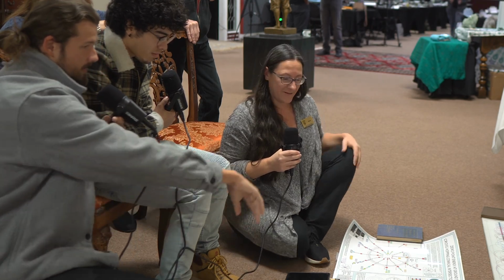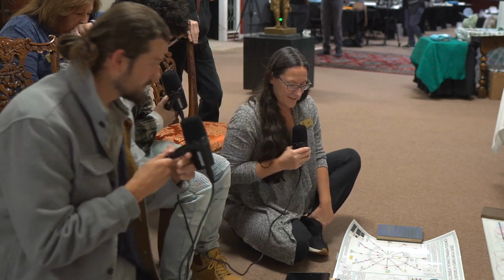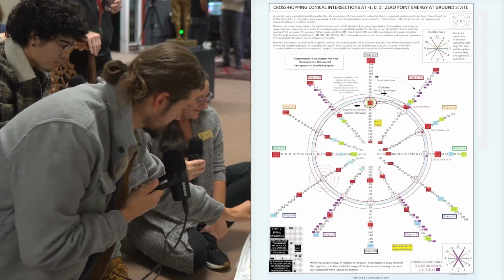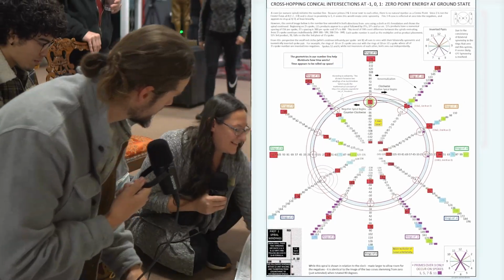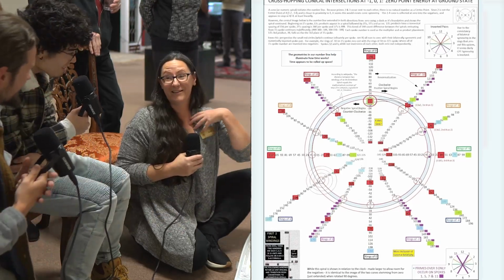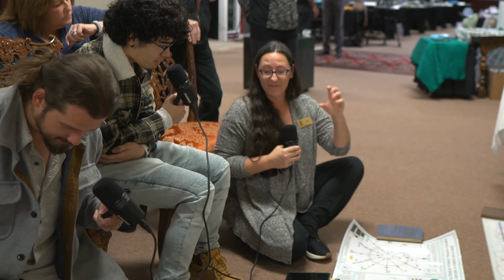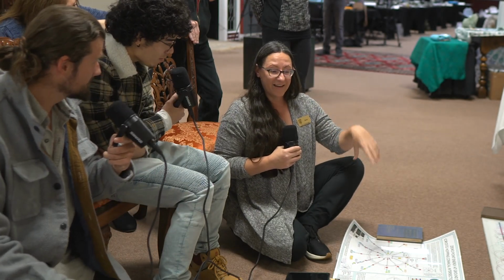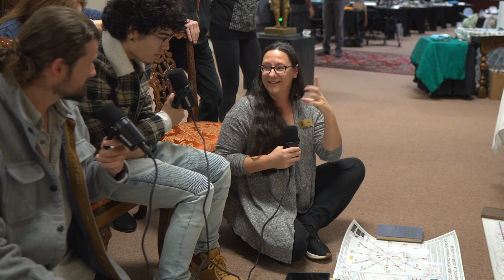Yes. Okay, so let's just go through some charts here. I'm looking at zero point energy at ground state, cross-hopping conical intersections at 101. Can you just explain that title to me? Yeah, so I received that title. When I was a kid, I had this information. I forgot it because I had a lot of trauma. Had a near-death experience in 2013 and began retracing what I remembered hearing as a kid in math class.